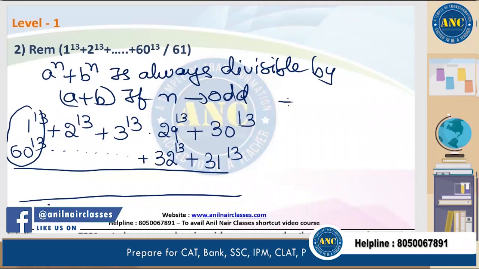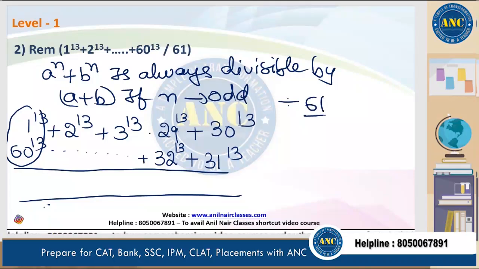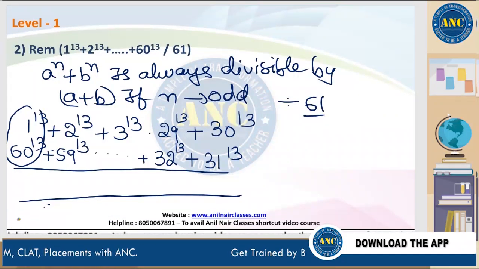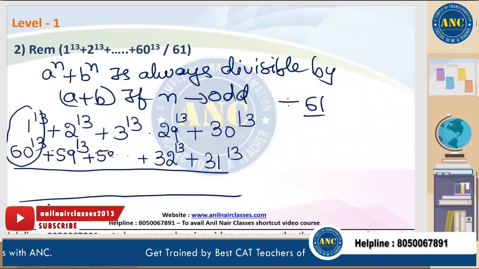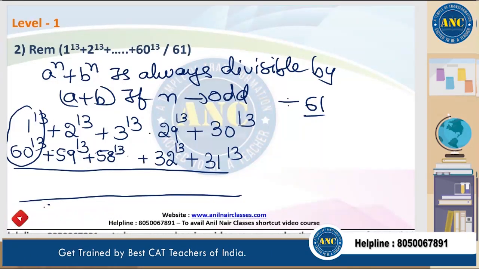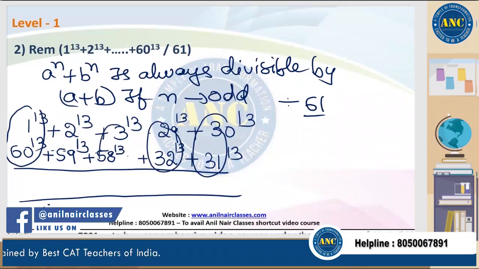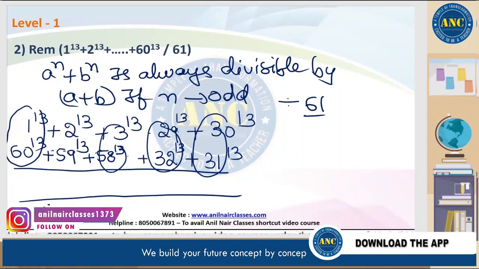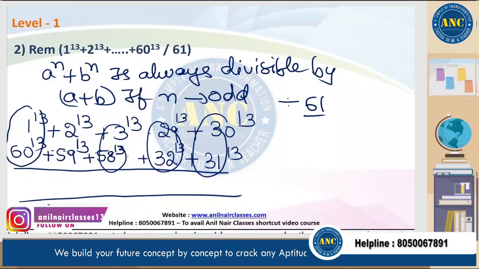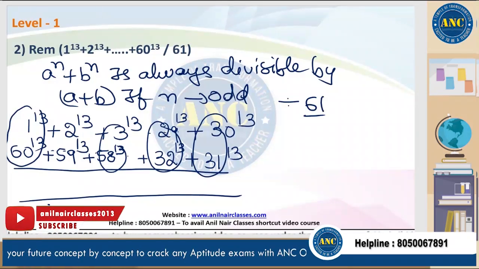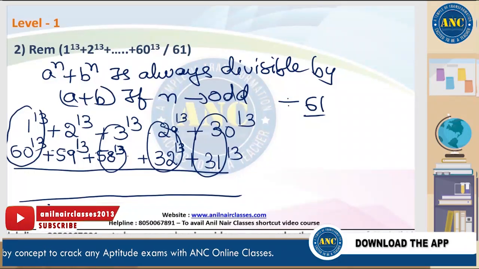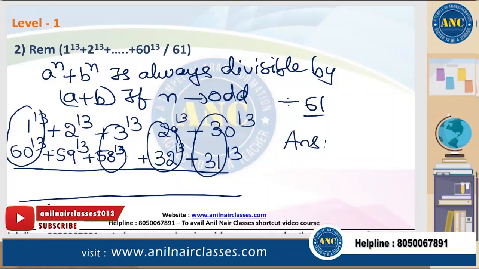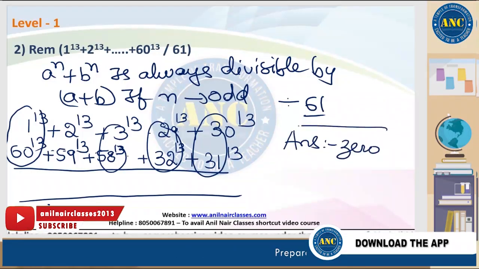1 plus 60 means it is divisible by 61. 2 and 59 is also divisible by 61. 3 and 58 is also divisible by 61. 30 and 31 is also divisible by 61. First and last, second and second last, third and third last, fourth and fourth last. So there are 60 terms. The first 30 terms I have got, and the next 30 terms pair up with them to make a sum of 61. So what is the answer for this question? Answer is 0.